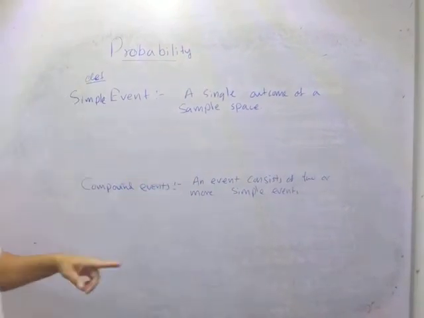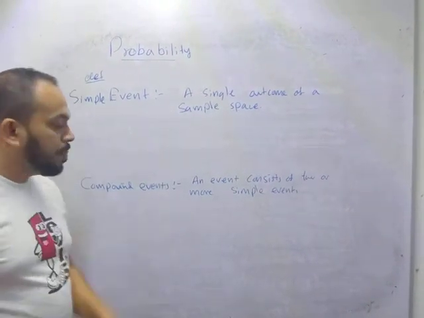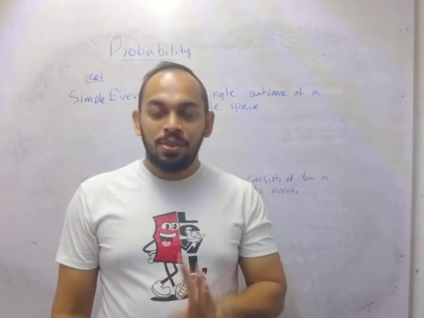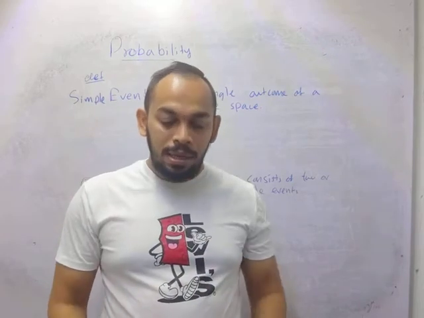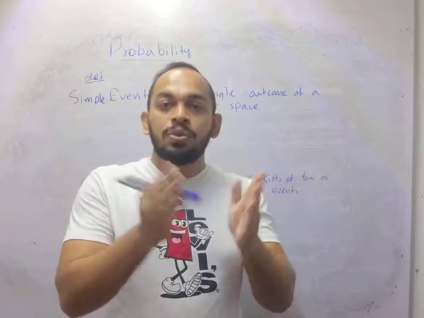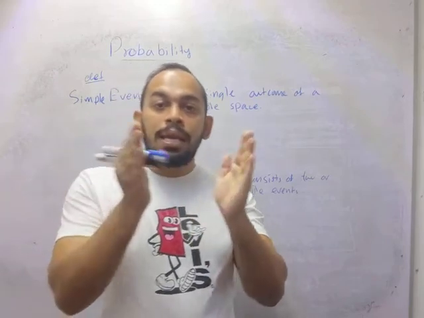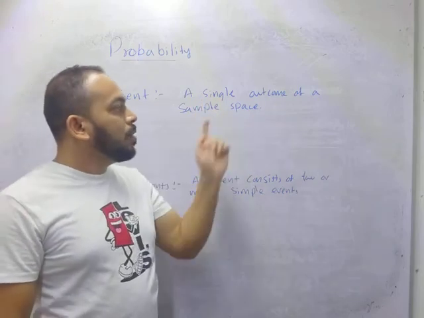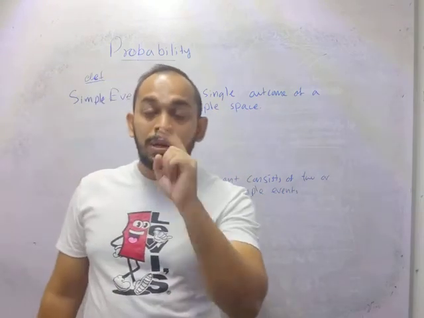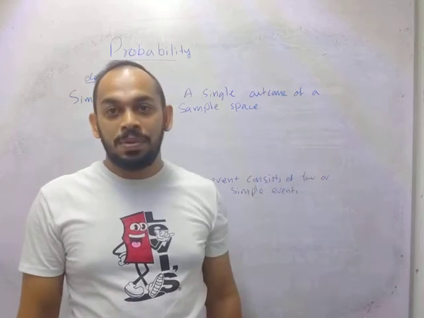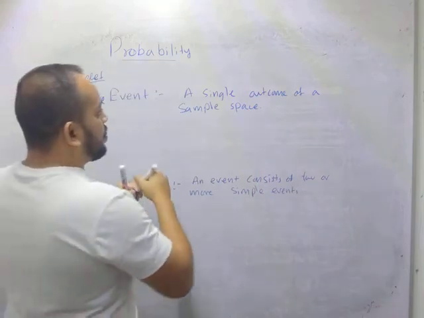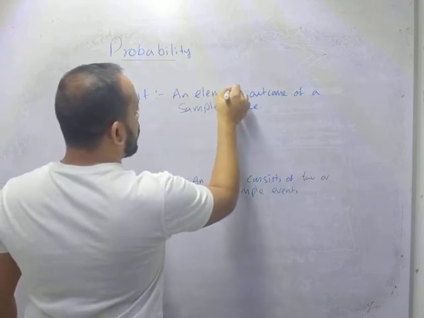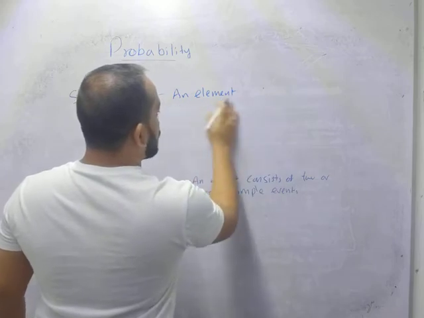Right. So the next definitions are simple event and compound event. So these are all events, right? So an event is actually a subset of the sample space. Now those subsets can also be categorized into 2 parts: simple events and compound events. So what is a simple event? A simple event is a single outcome of a sample space. Just one element, or we can say an element of the sample space, right? So that is easy. An element of a sample space.